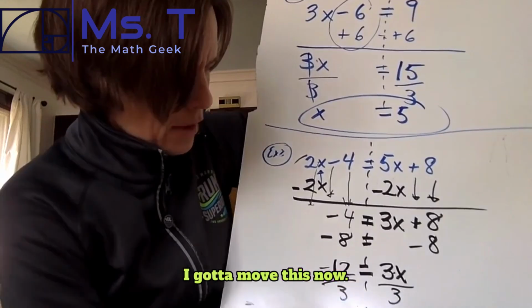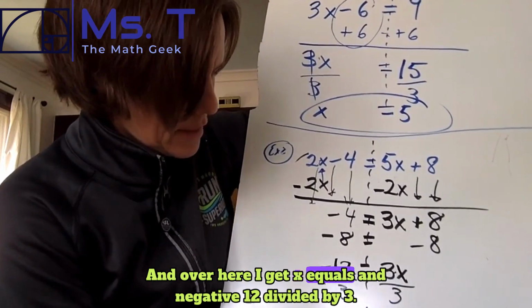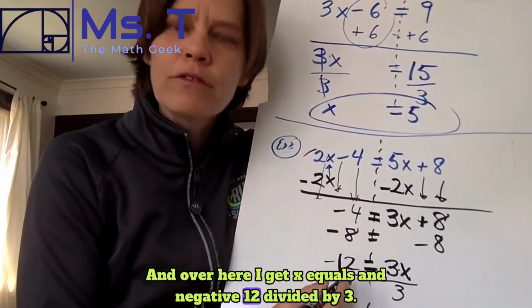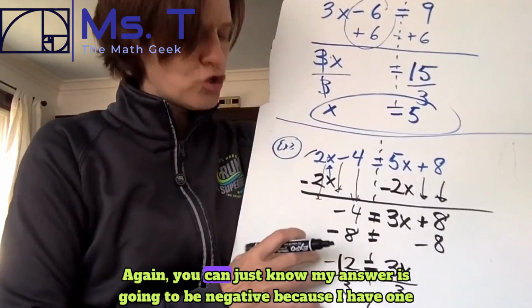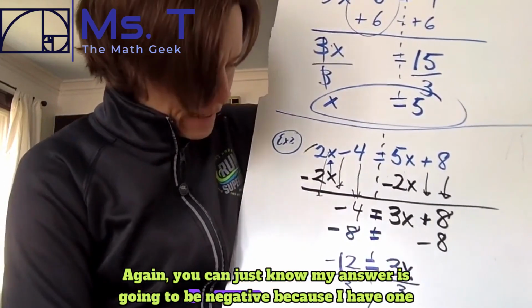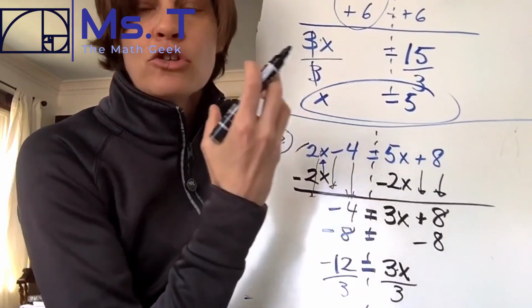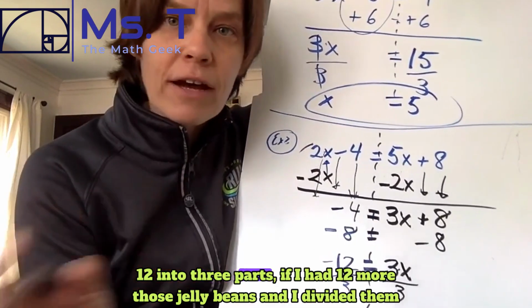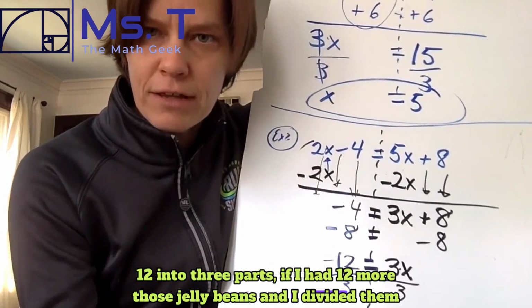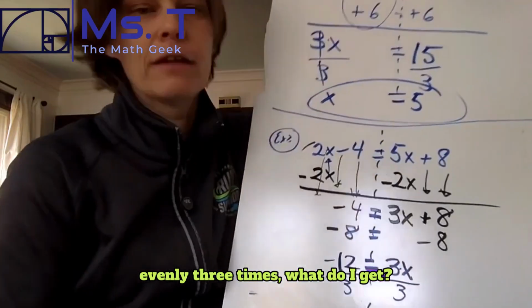I've got to move this now. And over here I get x equals negative 12 divided by 3. Again, you can just know my answer is going to be negative, because I have one negative divided by a positive. 12 into 3 parts. If I had 12 more of those jelly beans and I divided them evenly 3 times, what do I get? Negative 4.